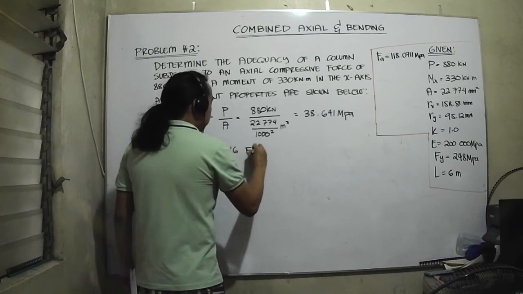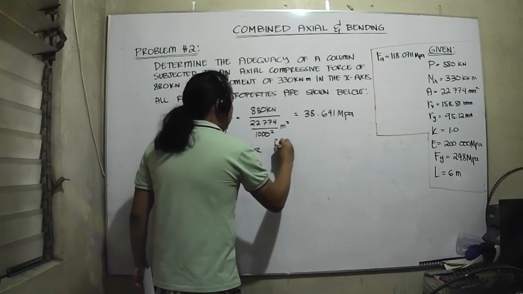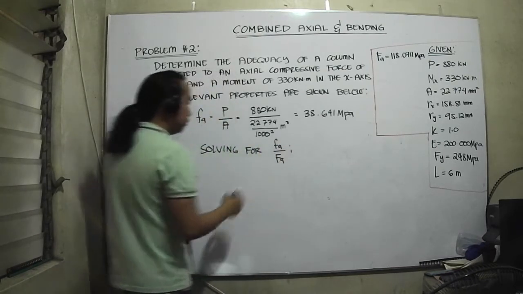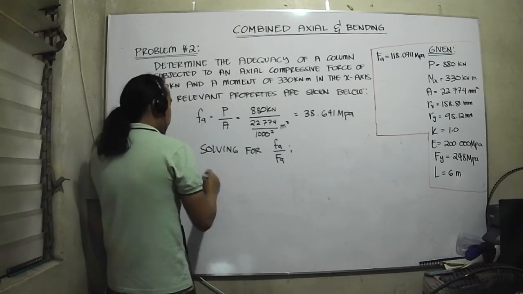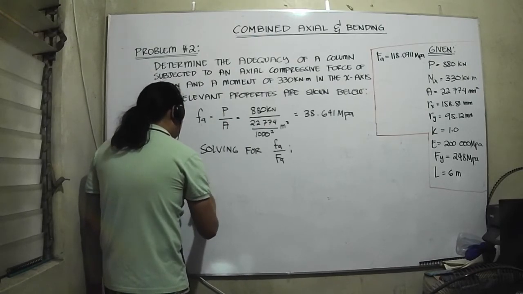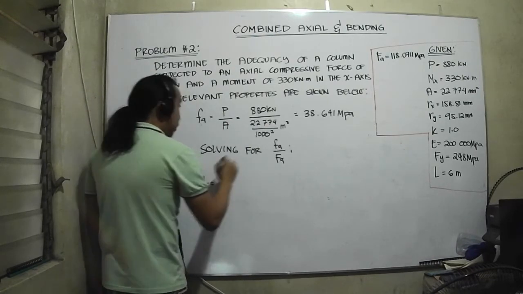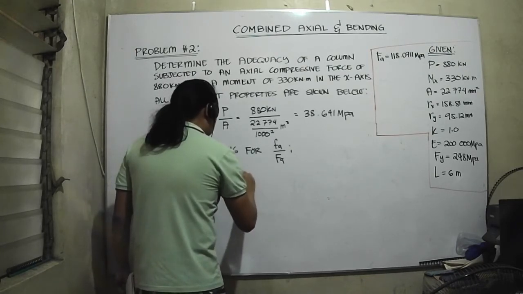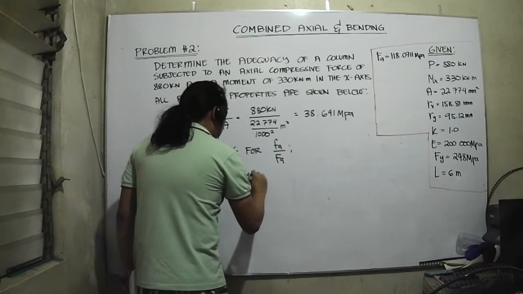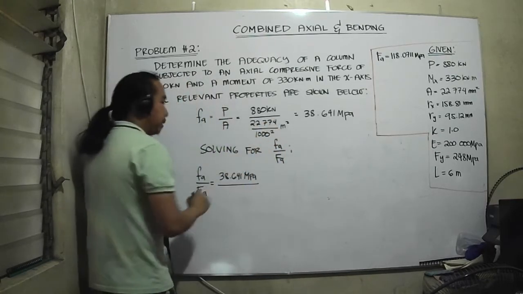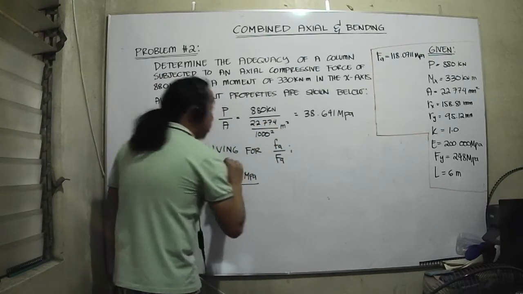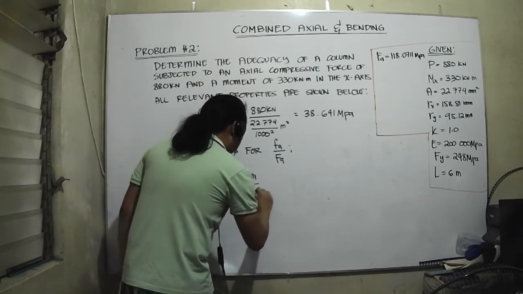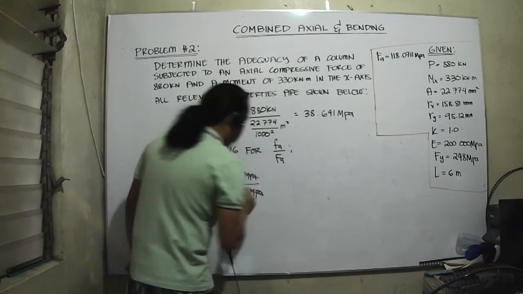Solving for fa divided by Fa, we have fa that should be equal to 38.641 megapascals divided by 118.0711 MPa. This cancels out.